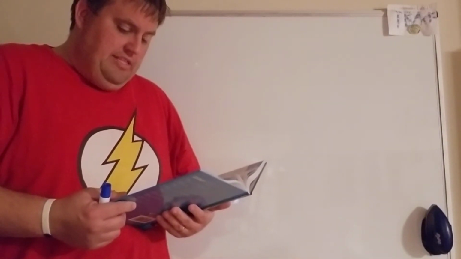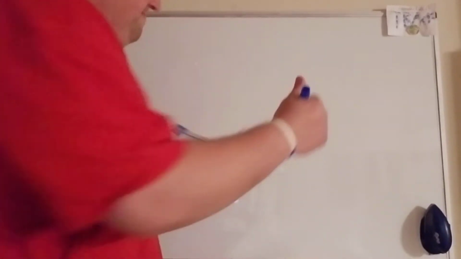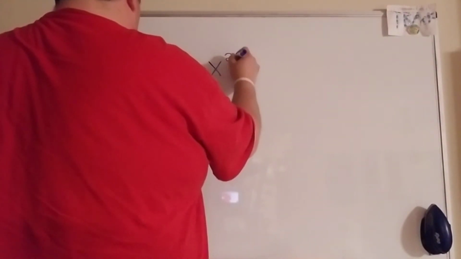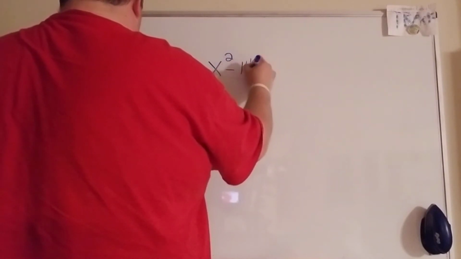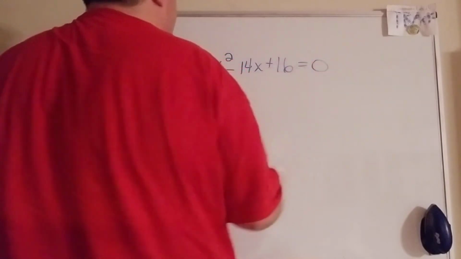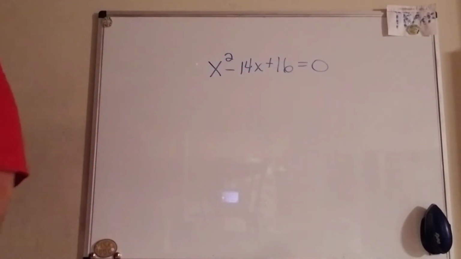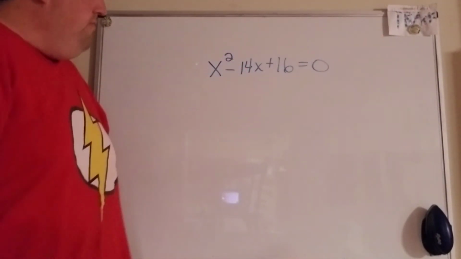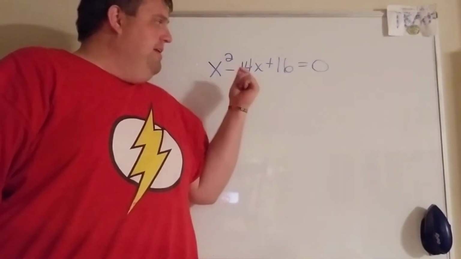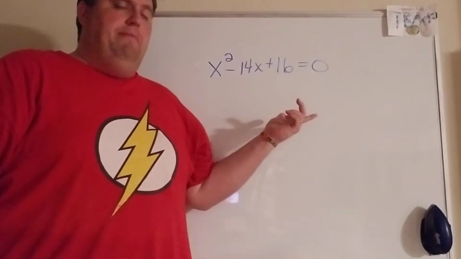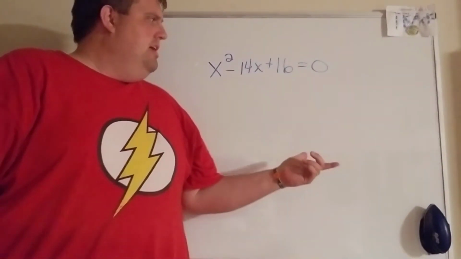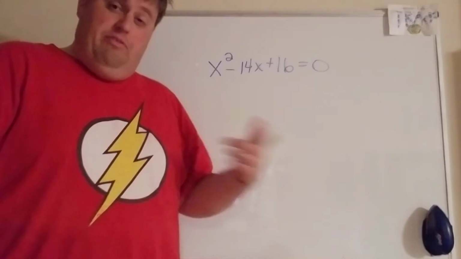So let's say you had something like this one: x squared minus 14x plus 16 equals 0. So far, here's the stuff we know. I could graph it, and if I graphed it, I know that the solutions are where it crosses the x-axis. But they didn't give me a graph, and I don't really want to graph it.